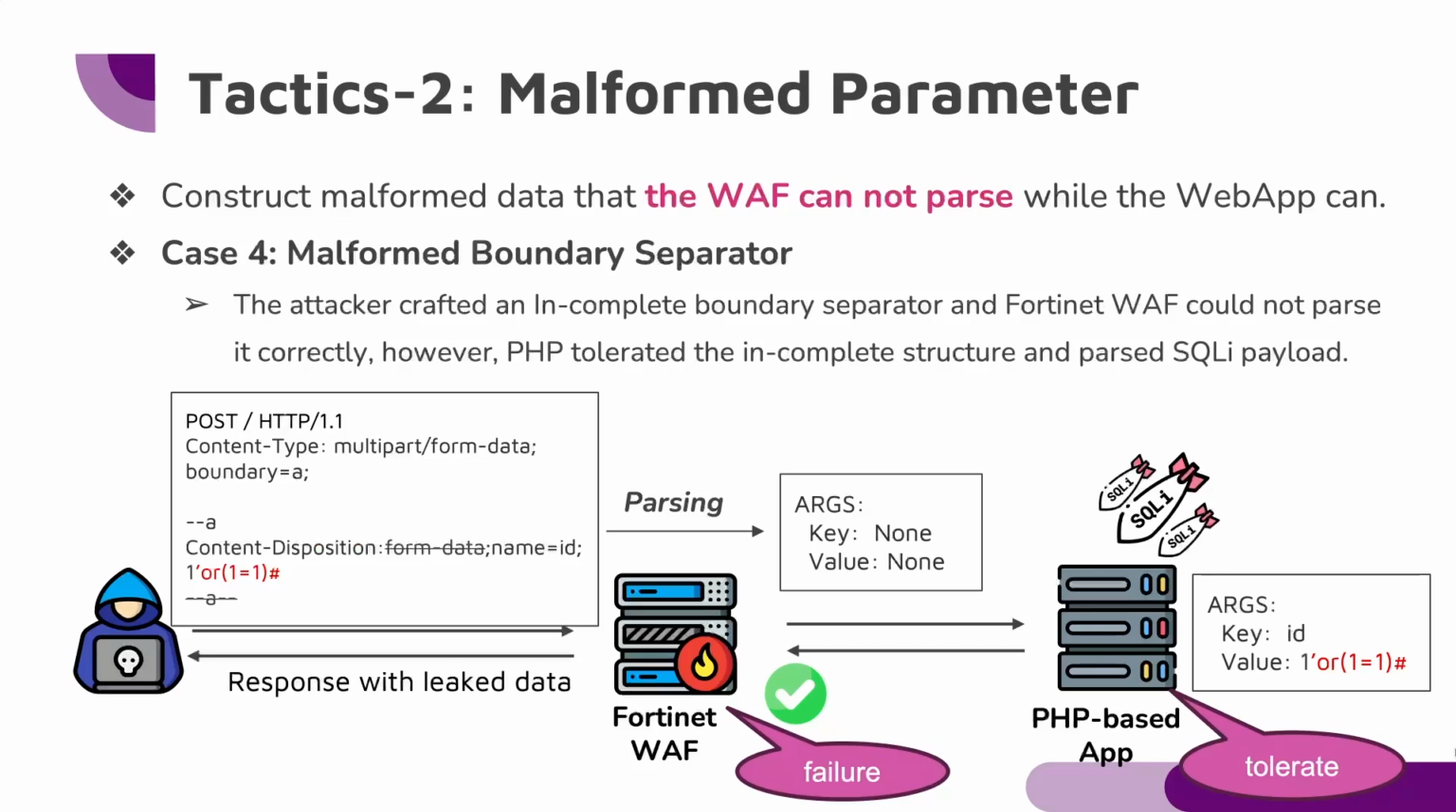In the next case of this tactic, we found the interesting fact that PHP-based apps are very tolerant of malformed HTTP messages. You can see that after the attacker deleted the closing boundary and the form data tokens in the content disposition, the PHP-based app can still extract the correct parameters while the Fortinet WAF does not, so the attackers can use these tactics to bypass Fortinet WAF and launch SQL injection or command injection attacks to the PHP-based web app.